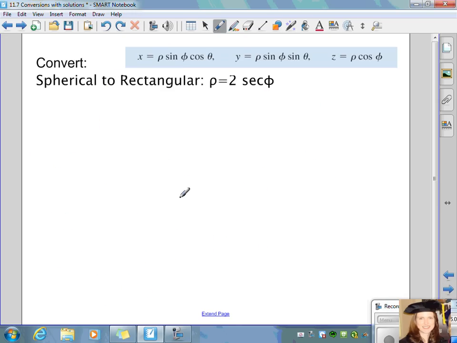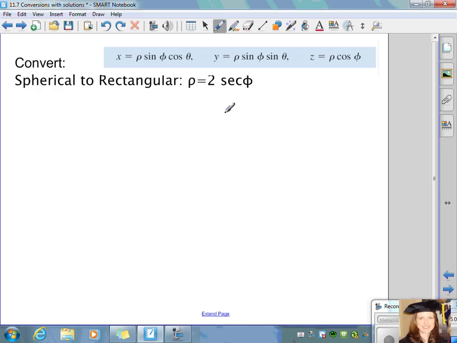Okay, in our last example here, we want to convert from spherical to rectangular when we have the equation rho equals 2 secant phi. Now, what can we do here? Let's go ahead and solve for, okay, sorry about that. We can go ahead and see if we can write it so that it can be easily converted using one of these equations.